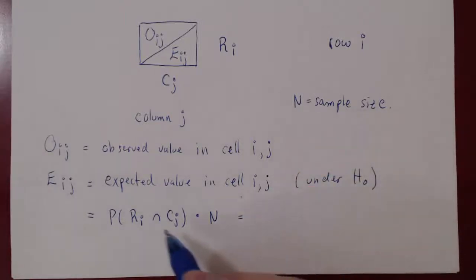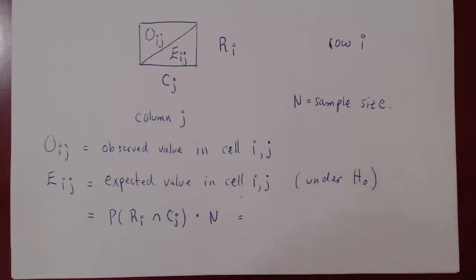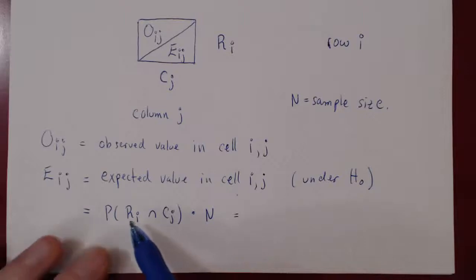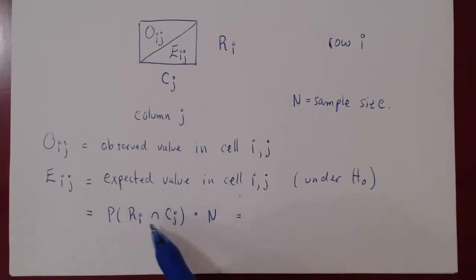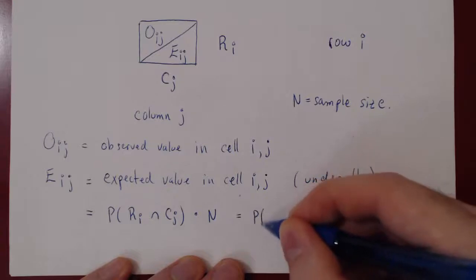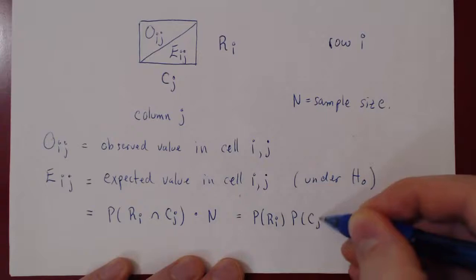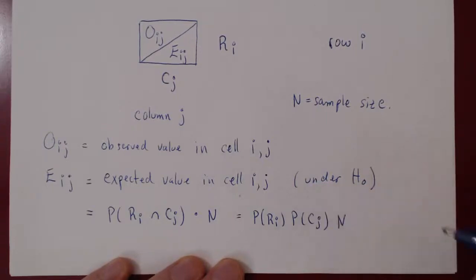And here's where it's interesting. We are under the assumption of H naught, that the variables are independent. And if you remember, under independence, the probability of an event and the other is the product of the individual probabilities. So if we say that A and B are independent, and we say P of A and B, it's just P of A times P of B. So this will be quite simply the probability to be in row I times the probability to be in column J times the sample size.